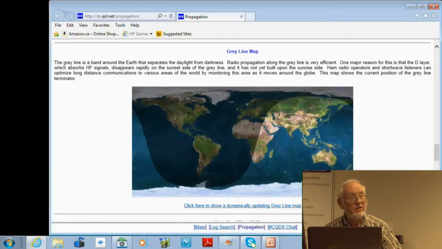And sometimes it's amazing. It's just like a pipeline. You know, I've worked guys in India when we're on the terminator, just because the terminator there goes along here, down around the South Pole, back up over to India, and there they are. So just keep that gray line in the back of your head there.